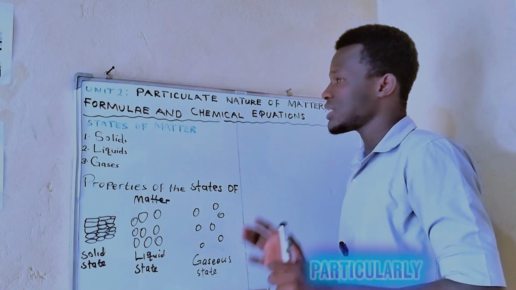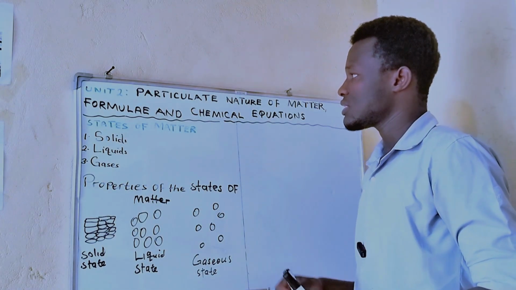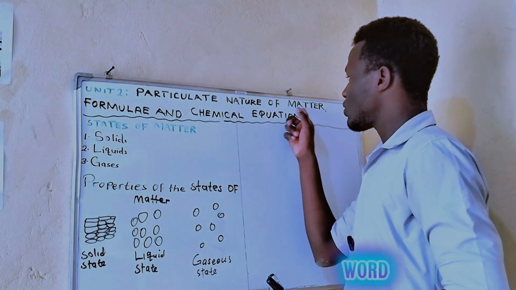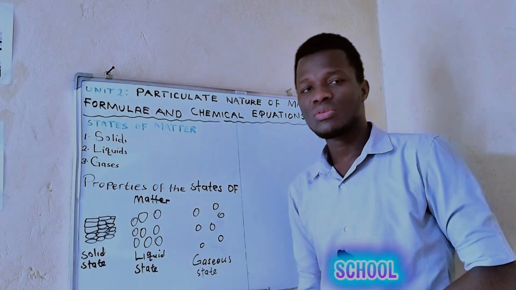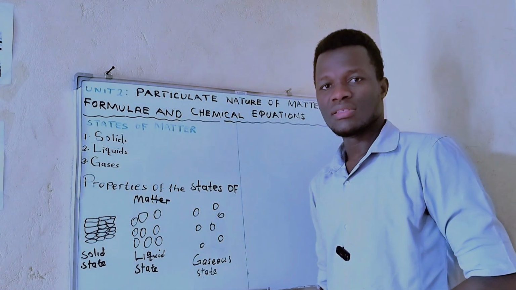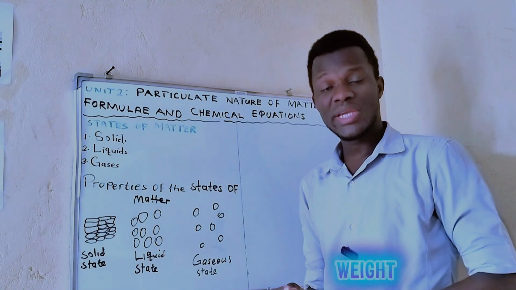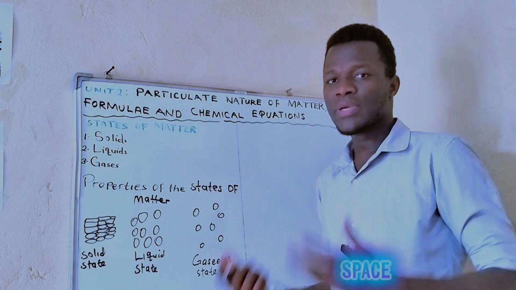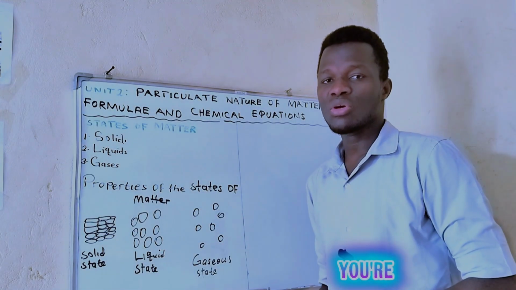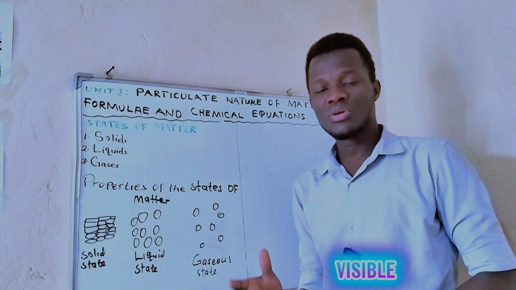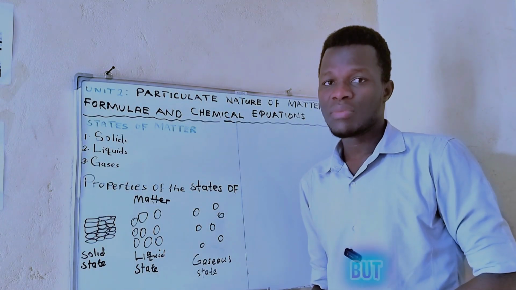And then particularly, this topic starts very simple. It starts with understanding the word matter. You've already learned from primary school what matter is. We say matter is anything that has weight and occupies space. When you see around you, definitely you are going to see so many things. The visible, you may see some things physically, but certain things you can't see them physically, but they have names.